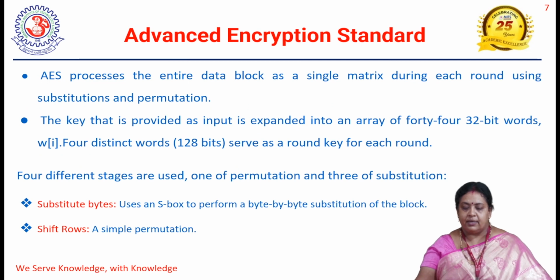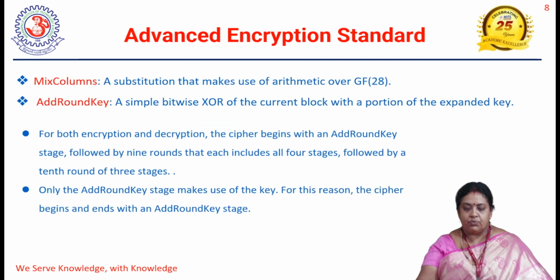So for each round we have 4 transformations, or 4 different stages. One is called substitute bytes, the next is called shift rows, the next one is mix columns, and the next one is add round key. These are the 4 transformations that have to be performed in each round. Actually, I said we have n plus 1 rounds. One is the pre-round transformation, and the remaining are the n rounds.